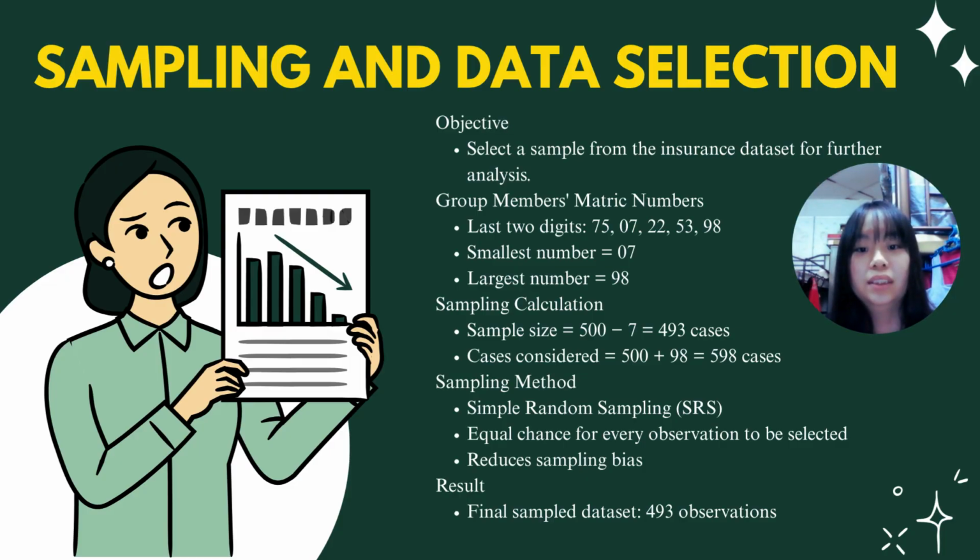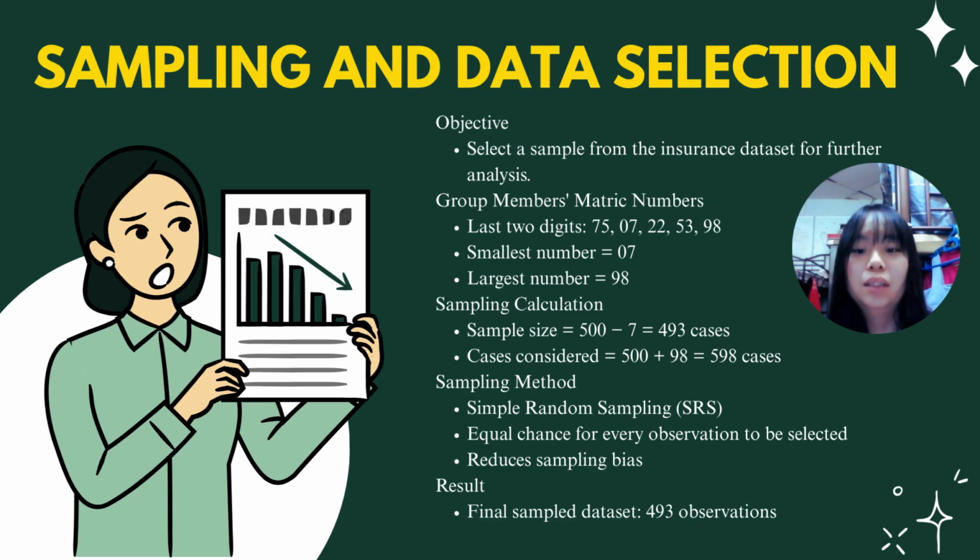Before conducting the statistical analysis, we were required to select a sample from the original insurance dataset according to the assignment instructions. First, we listed the metric numbers of all group members and extracted the last two digits, which were 75, 7, 32, 53, and 98. From these numbers, the smallest value was 7 and the largest value was 98. Based on the given formula, the sample size was calculated as 500 minus 7, which resulted in 493 cases. The number of cases considered for sampling was calculated as 500 plus 98, giving 598 cases.